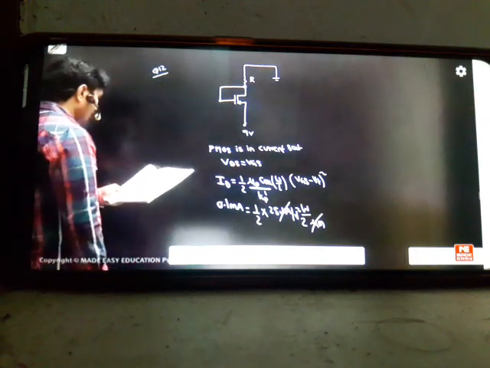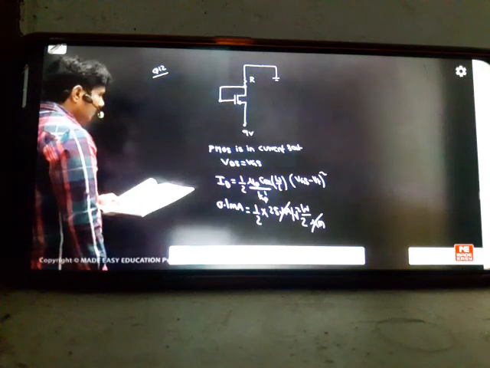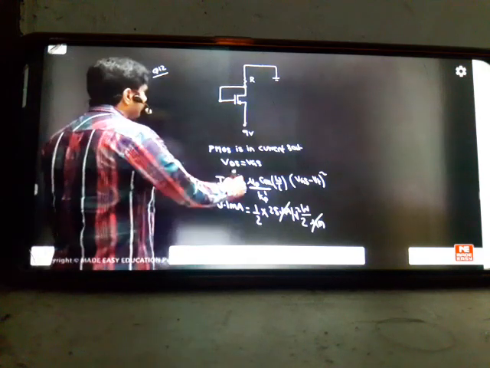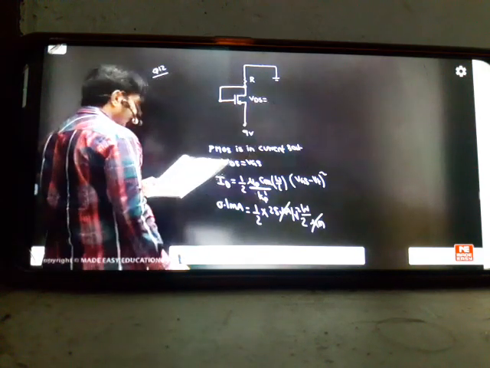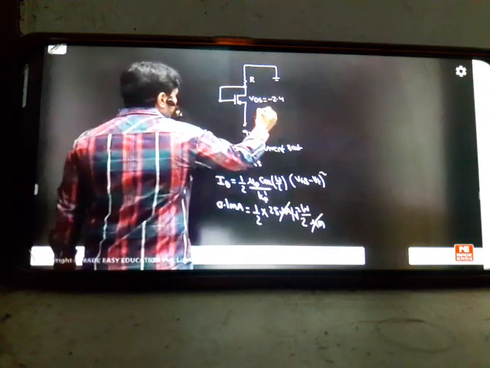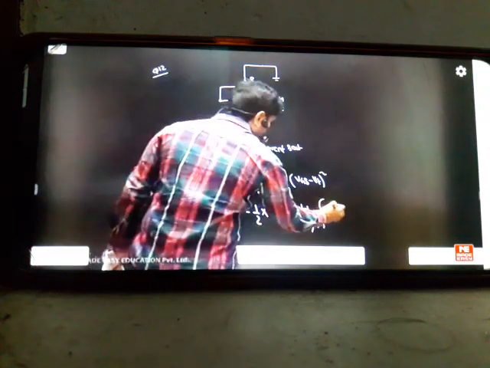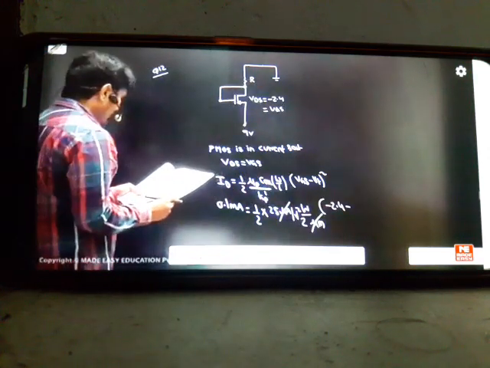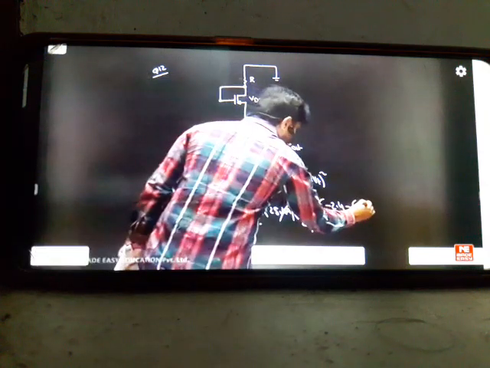And VGS will be how much? It is VGS minus VT whole square. In the problem, he has given the VDS value. VDS given in the problem is minus 2.4. Whenever he has given this, that will become the VGS value only. So it will be minus 2.4 minus the threshold voltage he has given, minus 1.4. So keep it minus 1.4 whole square.